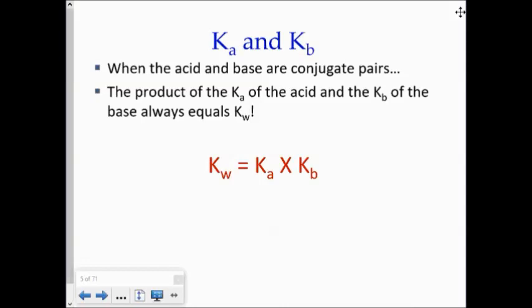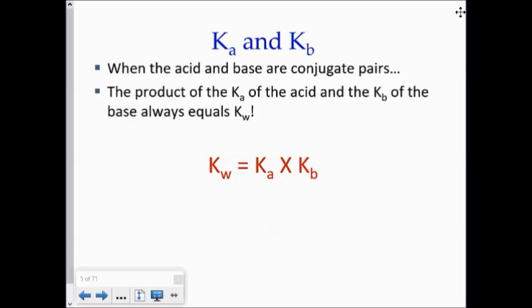All right, now, Ka and Kb, this is new stuff as of right now. When acid and base are conjugate pairs, the product of Ka and Kb should always equal Kw. So, you have a conjugate acid-base pair. Each one of them, because they're in the weak category, is going to have a Ka and a Kb, and when you multiply them together, they should end up equaling that 1 times 10 to the minus 14.